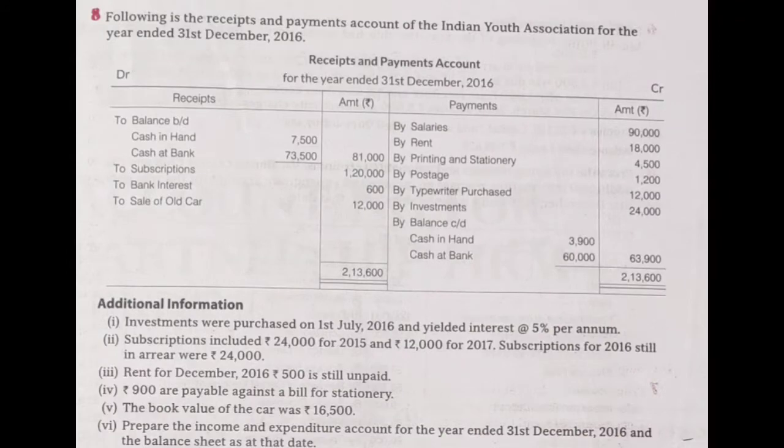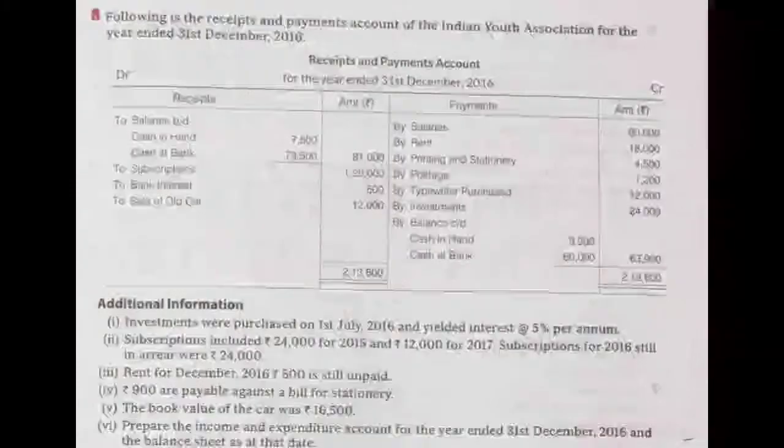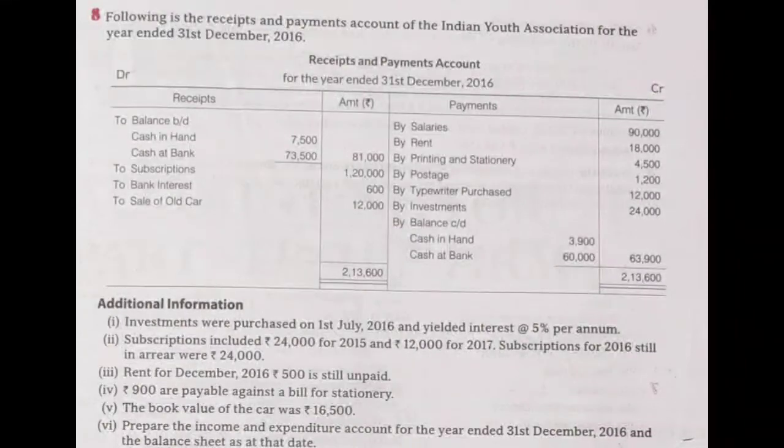Investment purchased on 1st July 2016 and yielded interest at 5% per annum. That means the investments in the receipts and payments account, on the payment side, the investment amount of rupees 24,000 we have purchased, for which we have to collect interest at 5% per annum. Actually, it is purchased on 1st July. 1st July means that we have to calculate for half a year, because we have to prepare the balance sheet for the year ended 31st December 2016.